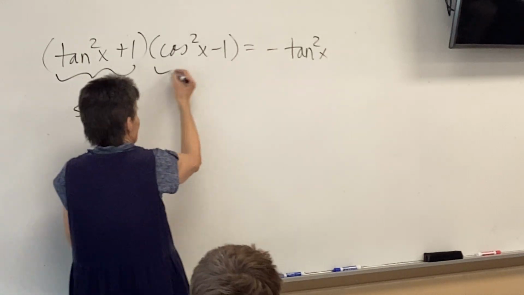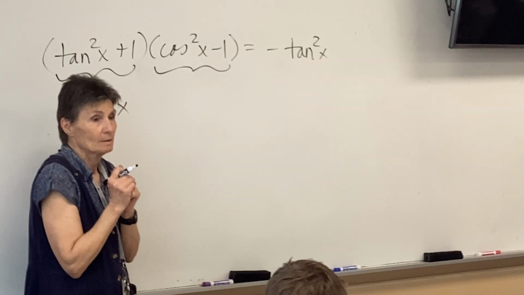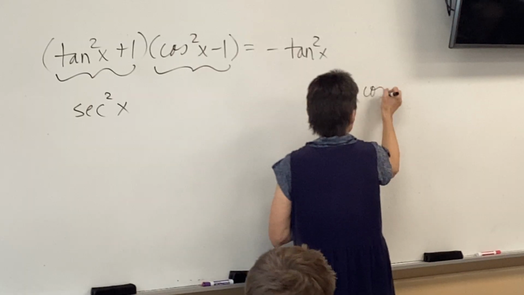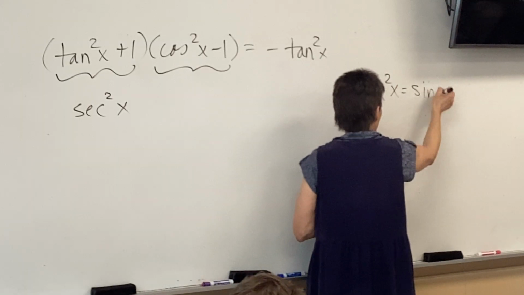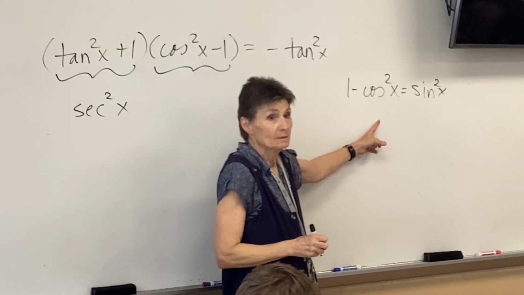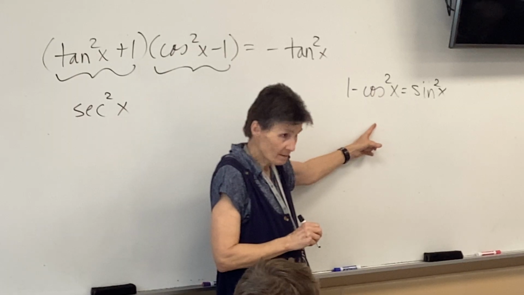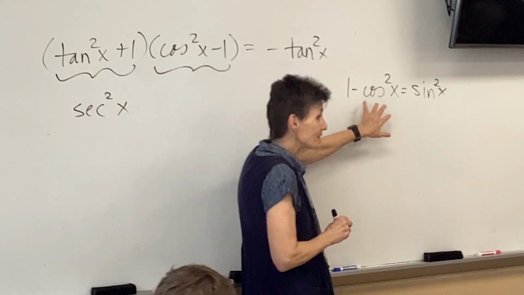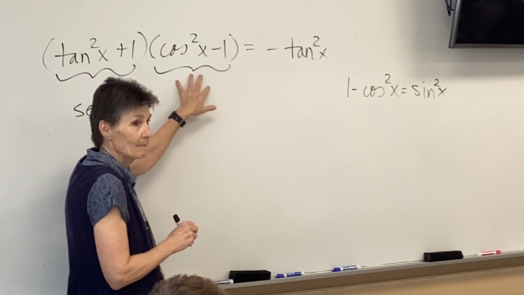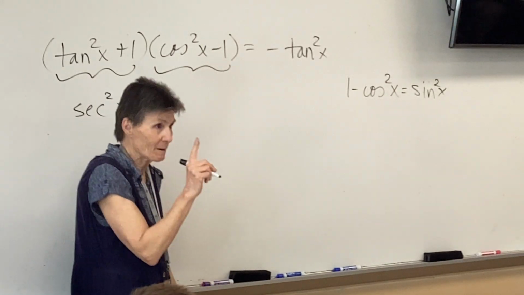Now, what's this? Be careful. We know that 1 minus cosine squared is sine squared. If that isn't written on your sheet, it should be. We know that because sine squared plus cosine squared is 1. Right? This is not exactly what I have here, though, is it? It's flipped. Let's talk about that.